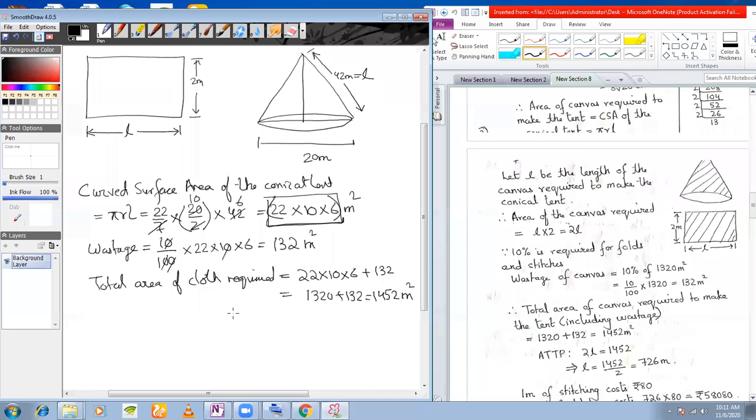Now when you are going to a shop to purchase the cloth, they will give you the cloth in terms of length, because whatever cloth you are purchasing, the width is a standard width. Here the standard width given to you is 2 meters. That means the roll of cloth has a standard width of 2 meters. You only need to specify the length of the cloth that you require. So suppose L is the length of the cloth. Then what is the area of cloth required?